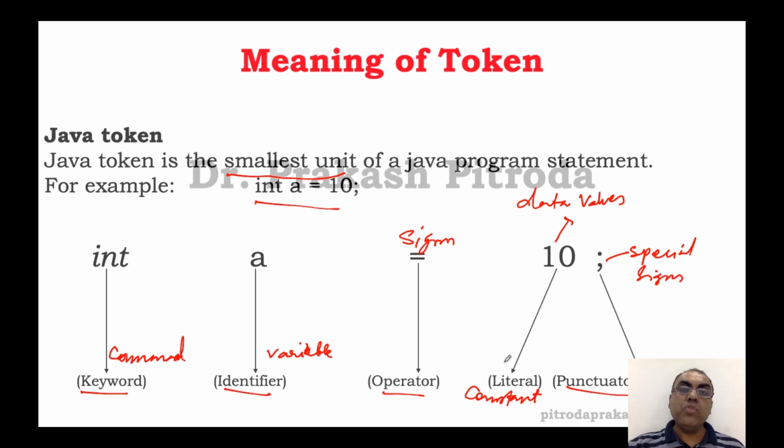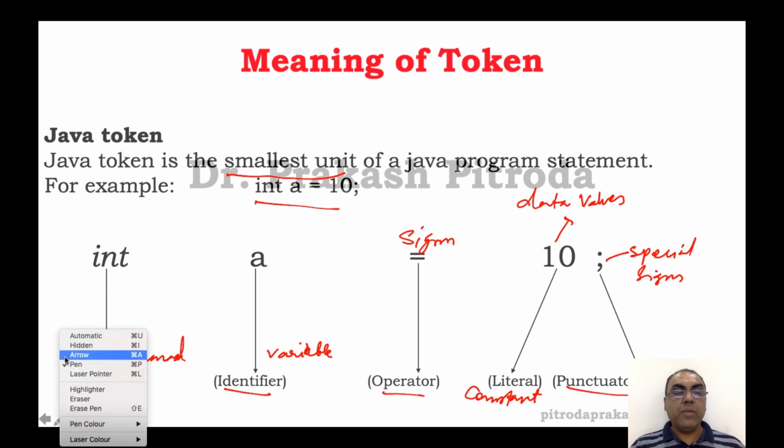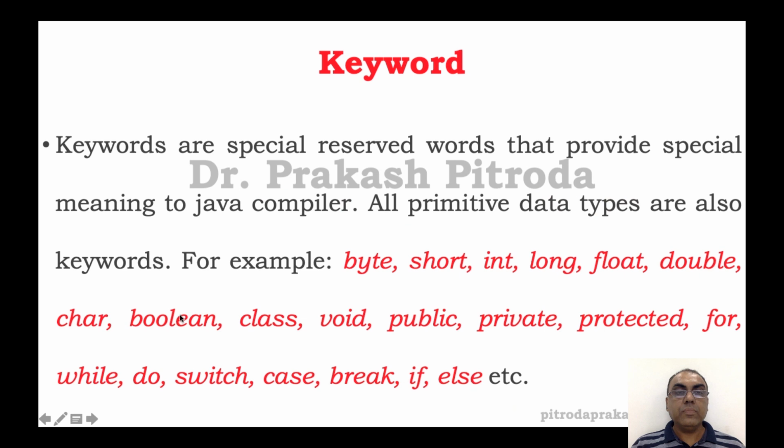It is not necessary to have all tokens present all the time, but whichever portion of the Java statement will be there, you will always find some or the other token present over there. So let us understand these tokens a little bit more in detail, and we go here. First token that you have is keyword.